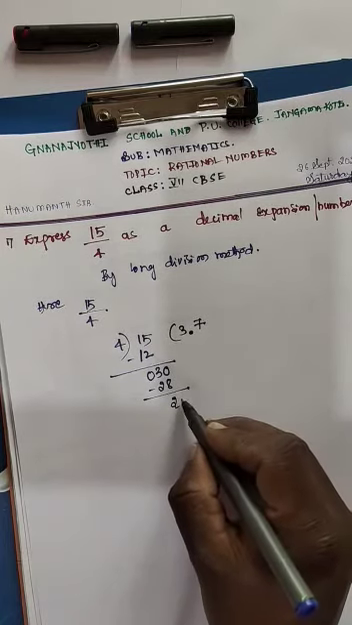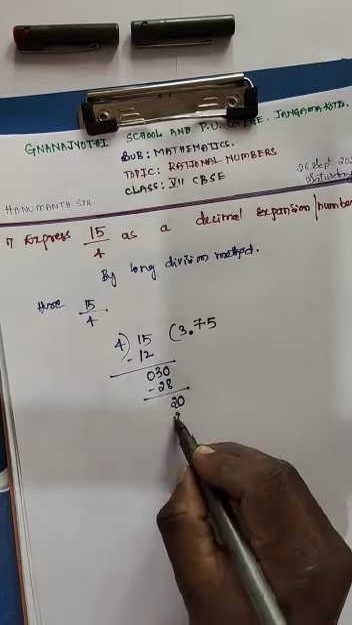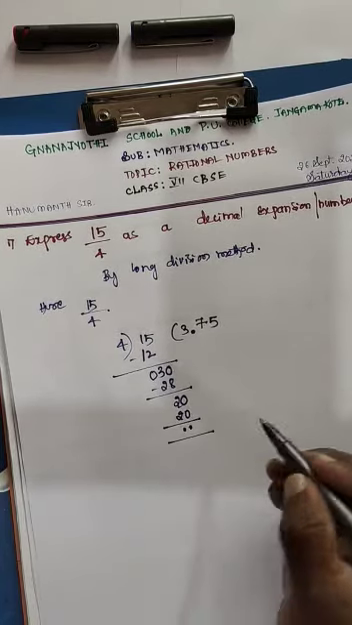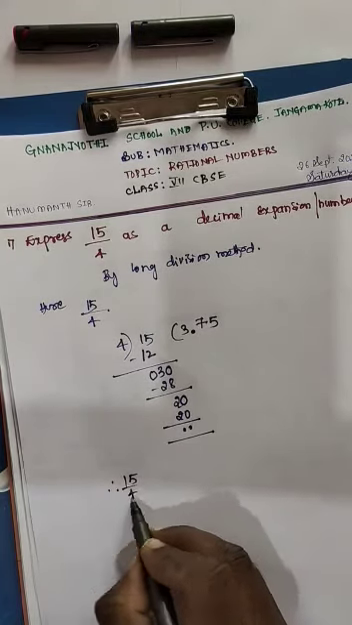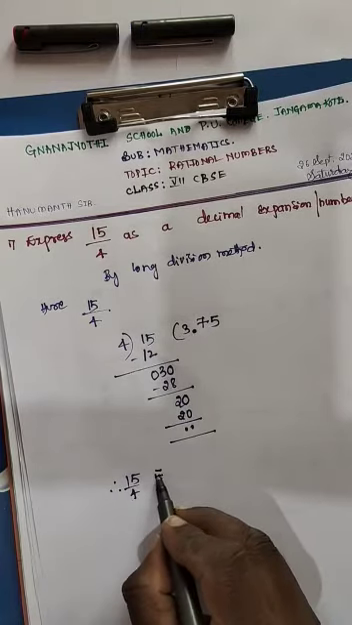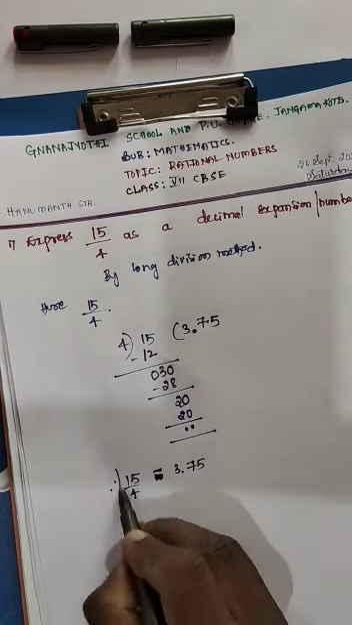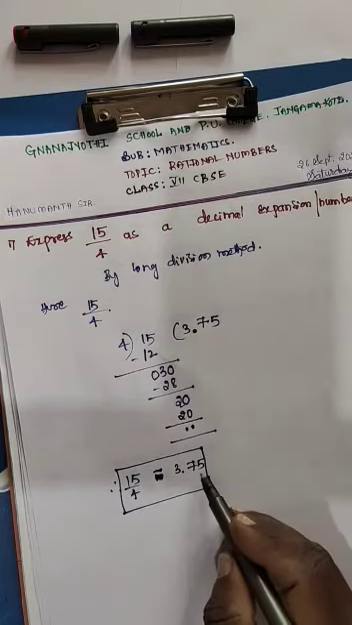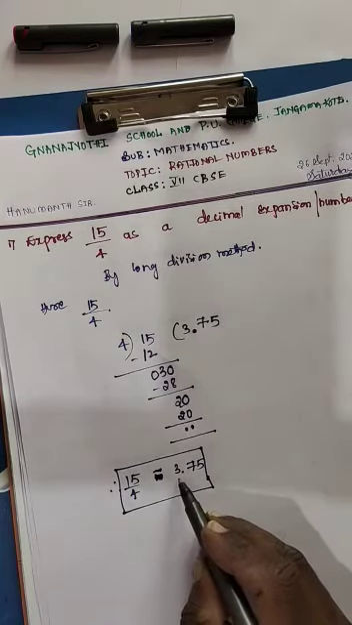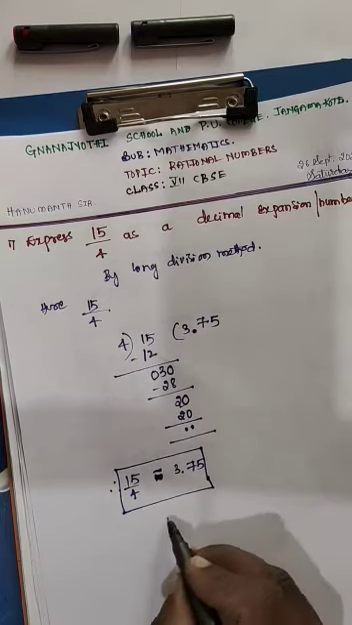By taking the decimal, 2 becomes 20. Here 4 5s are 20, hence the remainder will be 0. Therefore the decimal expansion of 15 by 4 is 3.75. Here the integer part is 3 and the decimal part is 75.